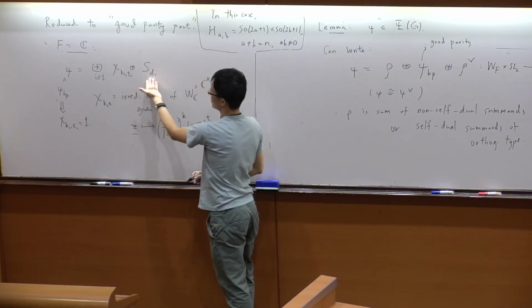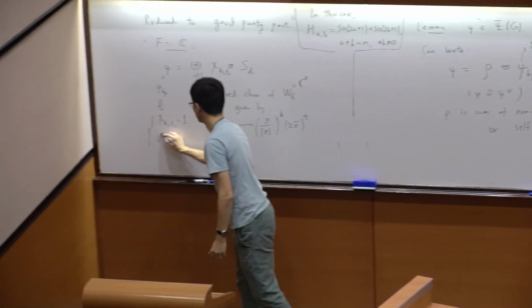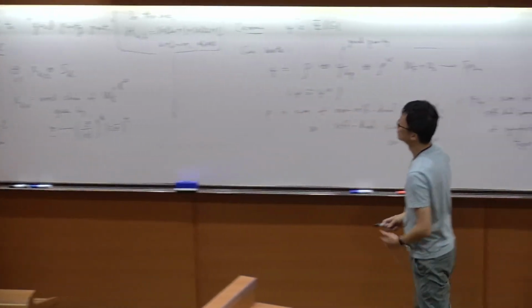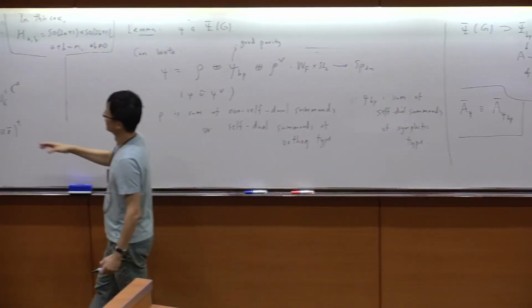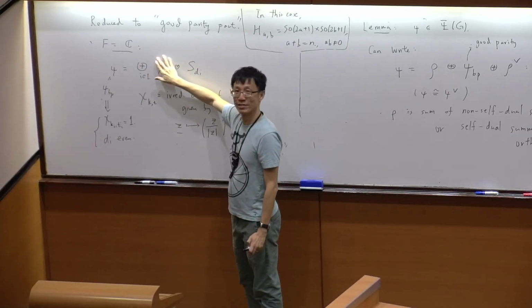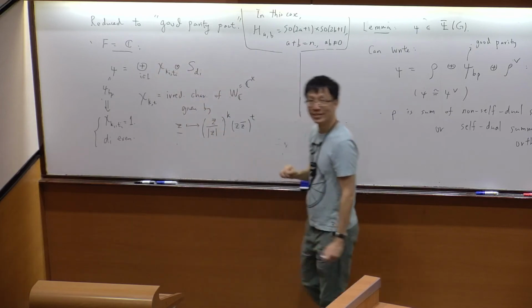But each of these has to be the right type, symplectic. So that forces all the d_i to be even. So a good parity guy for the complex case is very simple. It's just a bunch of even dimensional representations of SL2.